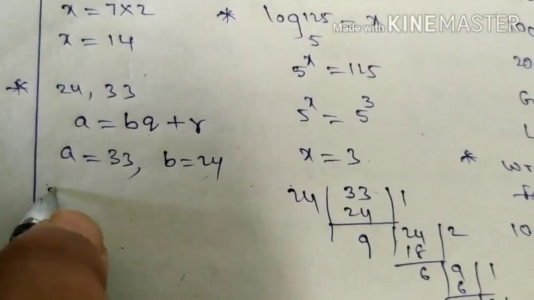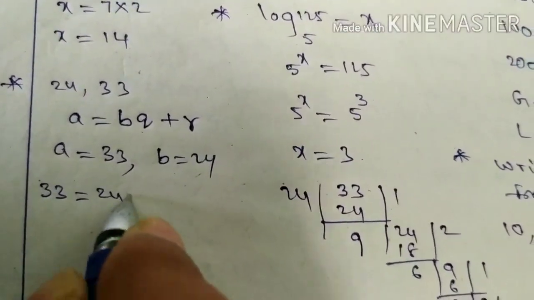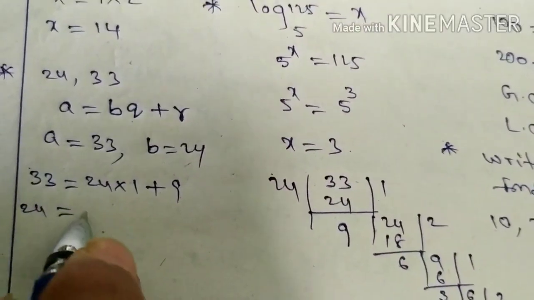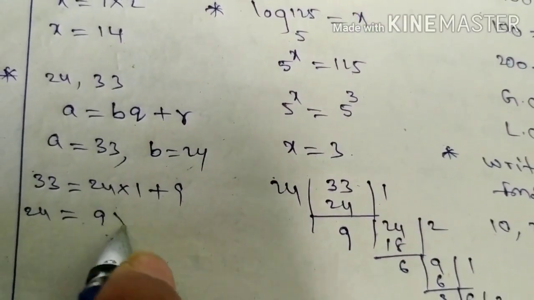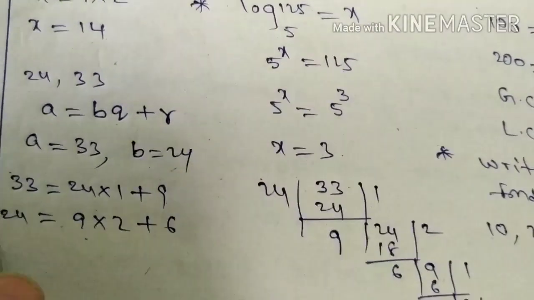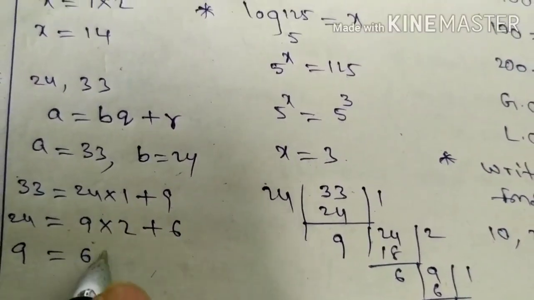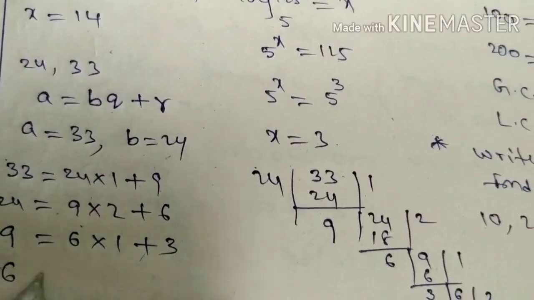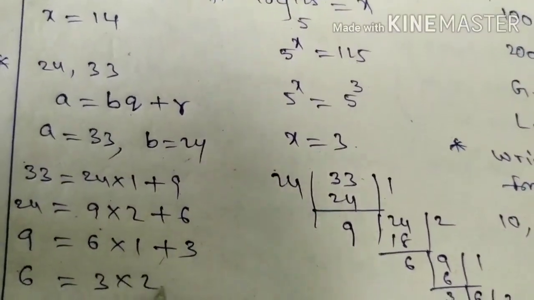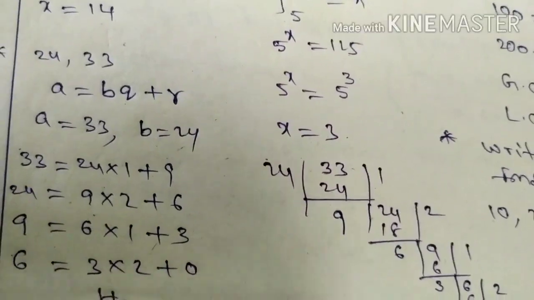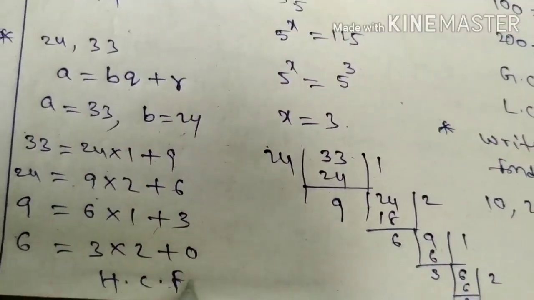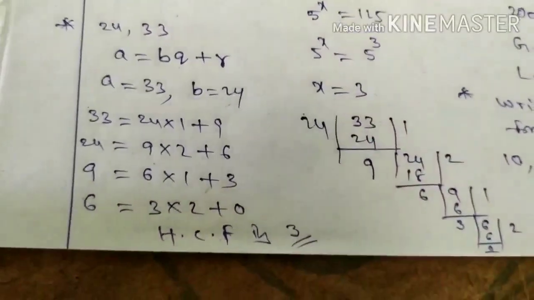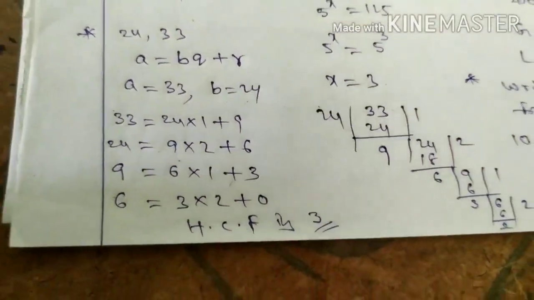First you can write 33 is 24 into 1 plus 9. Next, 24 is written as 9 into 2 plus 6. Next, 9 is written as 6 into 1 plus 3. Next, 6 is written as 3 into 2 plus 0. So the HCF is 3. So this is Euclid's division lemma to find the HCF.